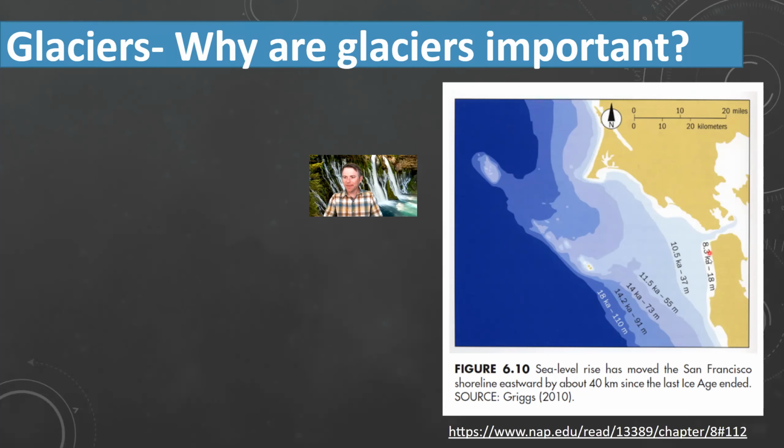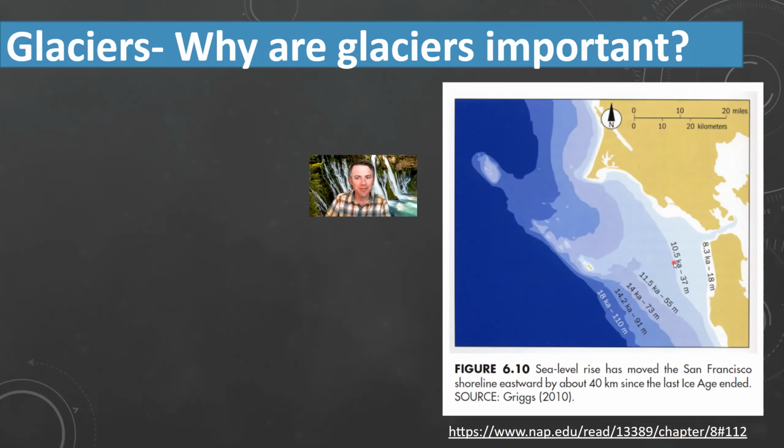Right over here, notice that these are old shorelines that they're drawing. And so this one says 8.3 Ka. If you remember from the first week of class that we had, K stands for kilo, so thousands of years. So about 8,500 years ago, basically right here, it says sea level was about 18 meters lower than it is today.